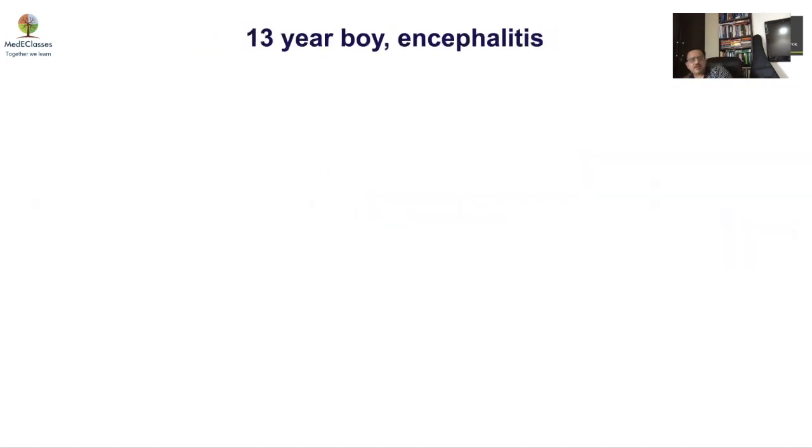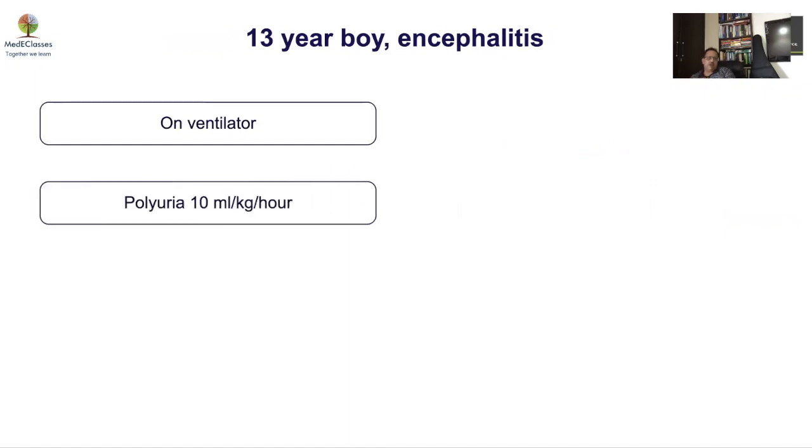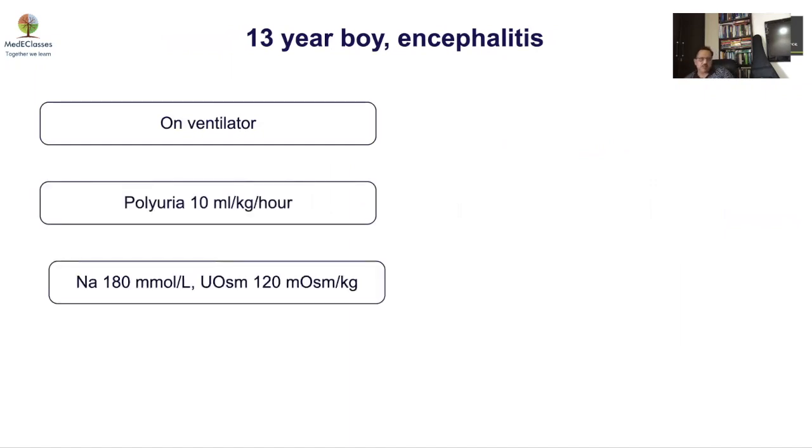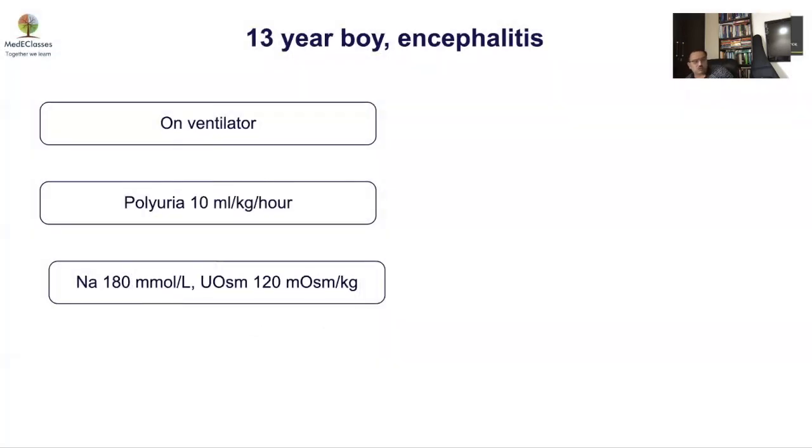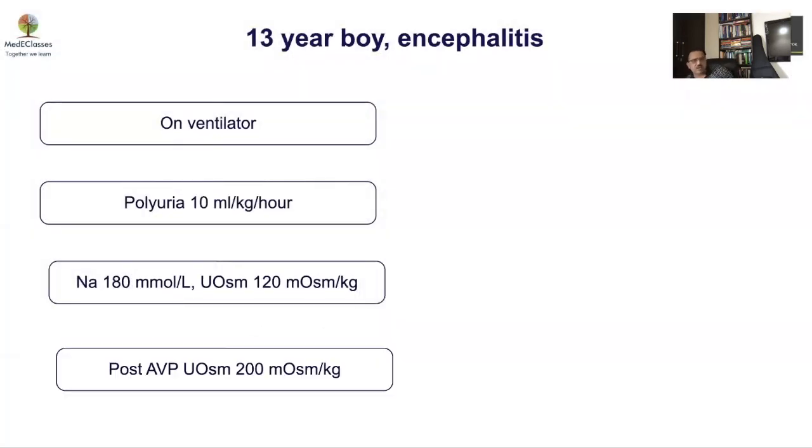A 13-year-old boy with encephalitis on ventilator. Polyuria was present. Sodium is very, very high. Urinary sodium is on the lower side. So urinary osmolality is low. So this is again diabetes insipidus. Post AVP, there is some increase. There is increase in osmolality.